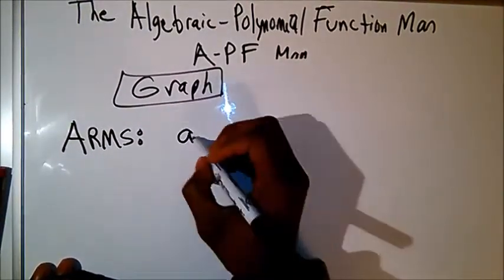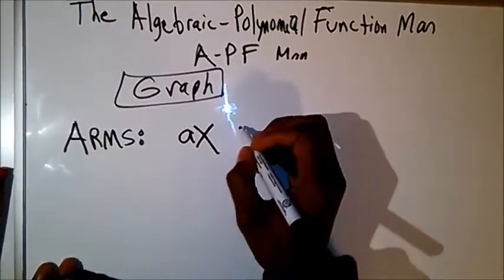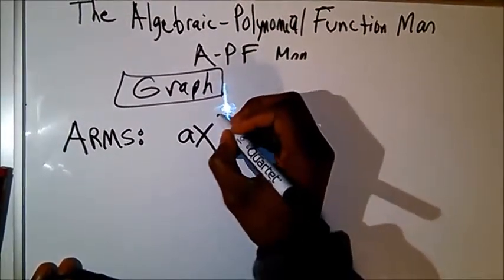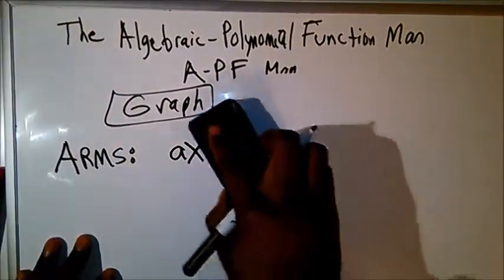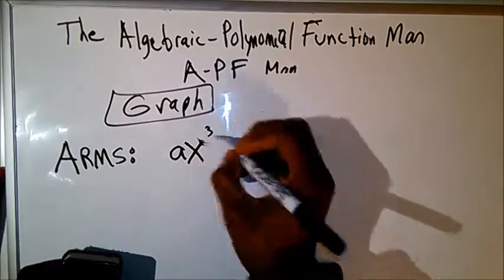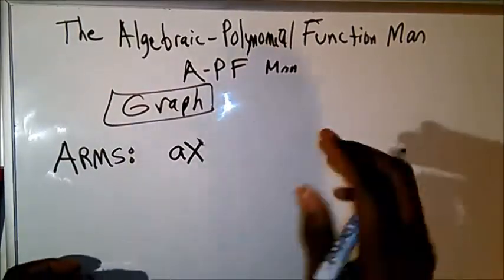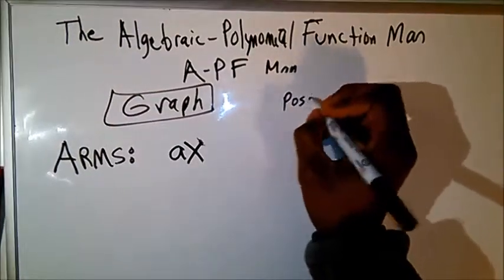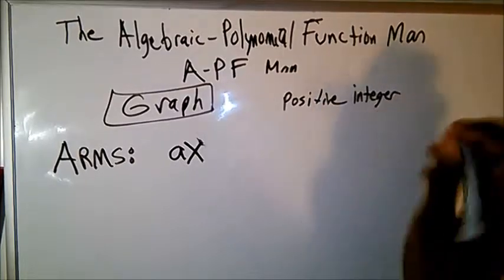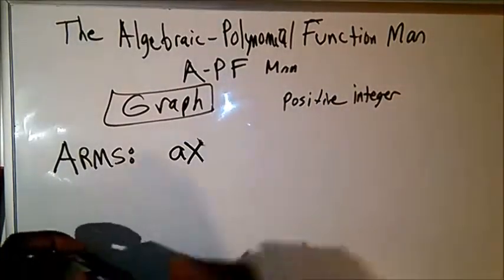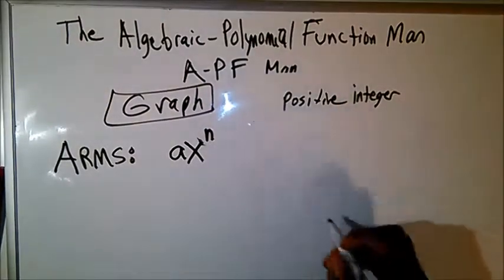Let's say you have this function. A represents some number, right? Some number times x to the nth power. The n can represent anything. It can represent 3. It can represent 4. It can represent any positive integer. Right? Not a half, not a minus, but a positive integer. So let's say n represents a positive integer.